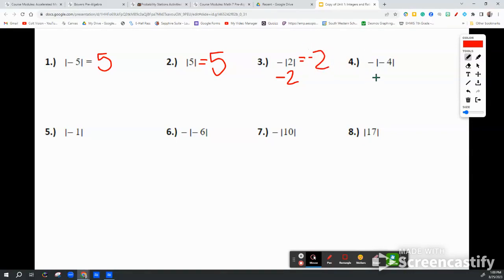Number 4 is a little tricky. It's saying the opposite of, and then it's the opposite of the absolute value of -4. Well, the absolute value of -4 is what I take first. The absolute value of -4 is 4. And I'm going to take the opposite of that, which is -4. So the opposite of the absolute value of -4 is -4, which seems crazy because I'm saying the opposite and I say a negative here, but remember, I have to take the absolute value. So go ahead and finish the last 4 problems.